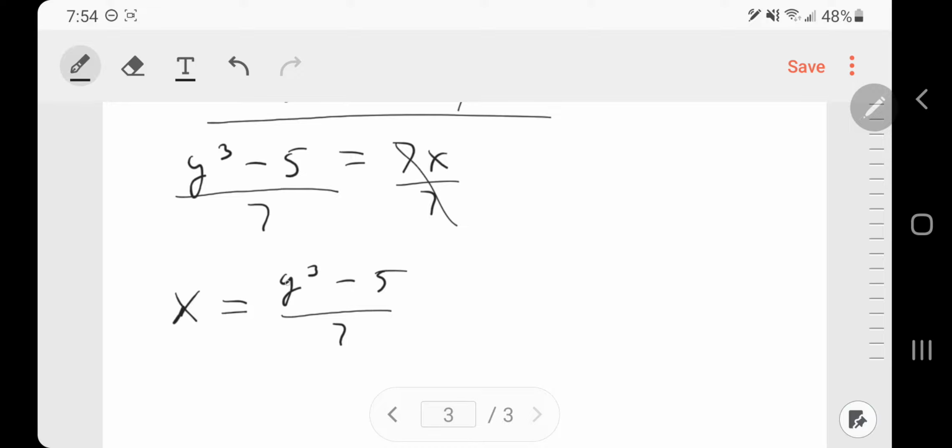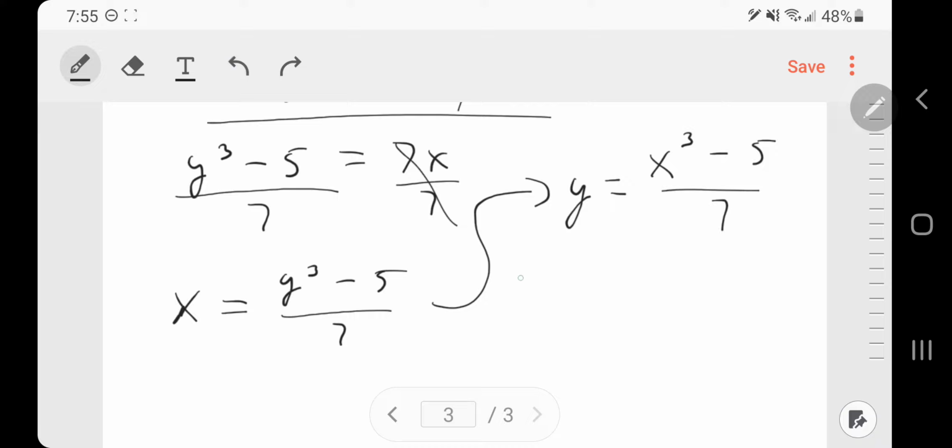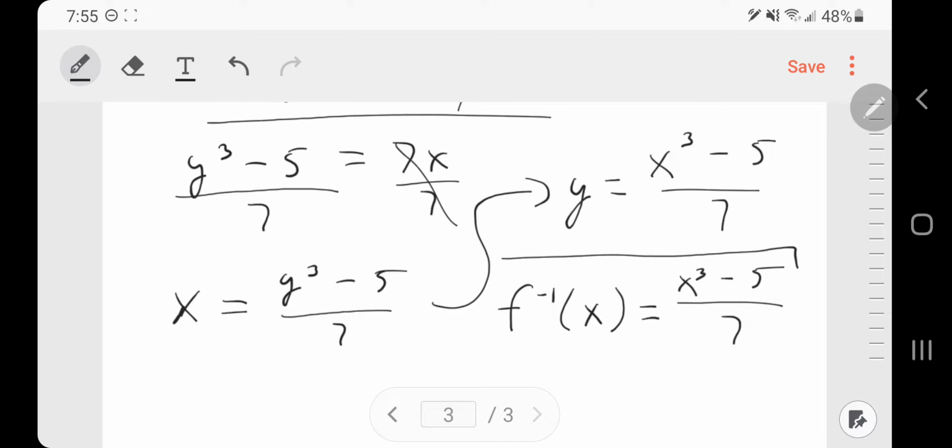let's go ahead and switch the position of x and y, and we're going to write our final answer. So we get y equals x to the third minus 5 over 7. And now we're going to replace the y with our inverse function notation, x cubed minus 5 over 7. Make that 3 a little bit more legible. And there we have it.